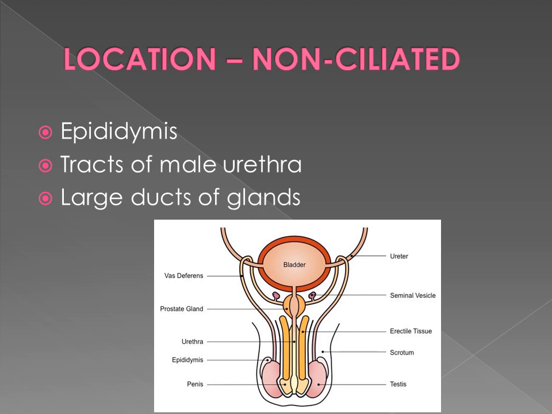Then another region is the tract of the male urethra. It starts from the bladder, one long tube, that is known as the urethra. It is marked there as the urethra. In the urethral tract, this pseudo stratified epithelium is present. So especially in the male reproductive system, the epididymis as well as the tract of the male urethra are covered with non-ciliated pseudo stratified epithelium. Moreover, it is present in the large ducts of glands. Glands secrete enzymes which are carried by the duct, so especially in the large duct, this pseudo stratified epithelium is present.